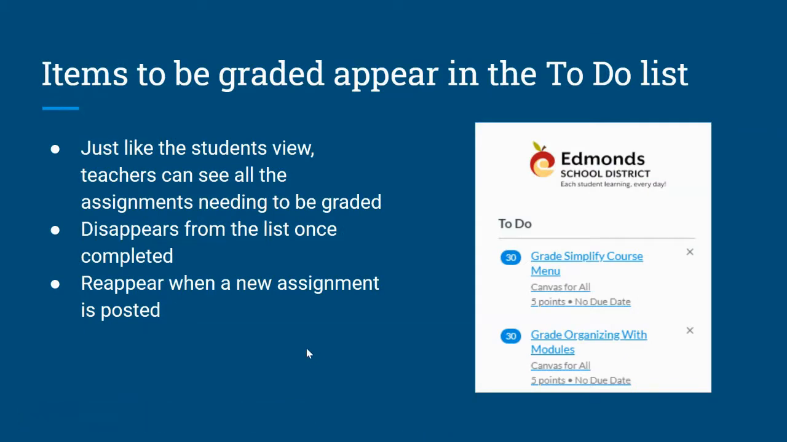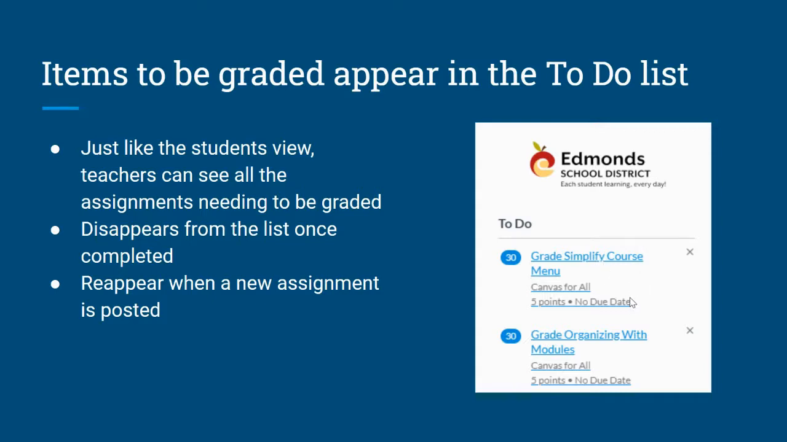So another place for you to look for what you need to do as far as grading is in your to-do list on the right-hand side of your homepage. So just like students, you can see that these assignments still need to be graded. So if I click on here on the assignment name, it'll take me to SpeedGrader. I can also do this straight in the Canvas gradebook, but if it's an assignment that was submitted through Canvas, it'll pop up here.